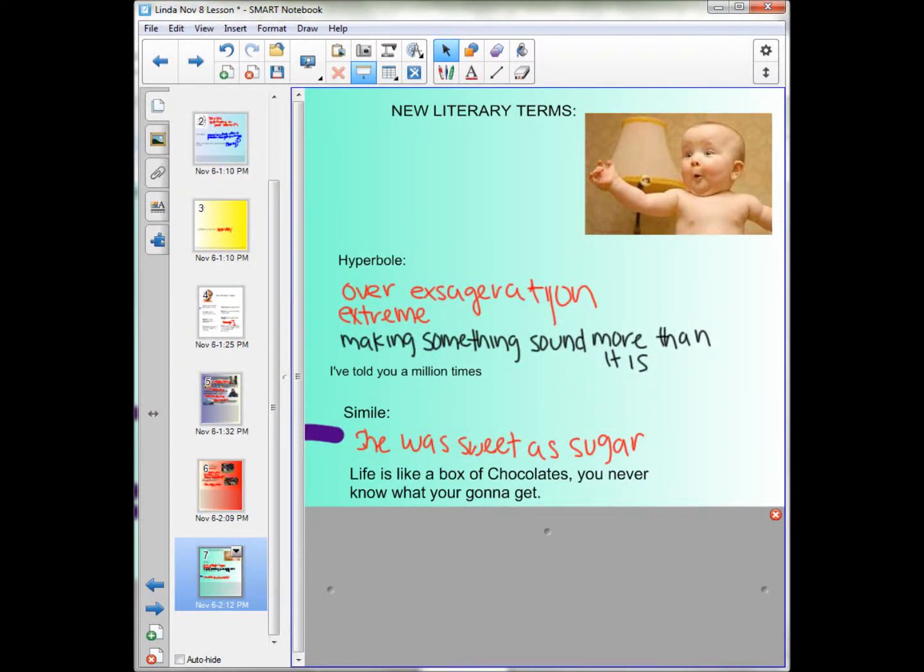Once the class is done discussing what each of these literary terms are, come up with an example or two as a class. For instance, a student came up with a simile, she was sweet as sugar, for her example of simile.